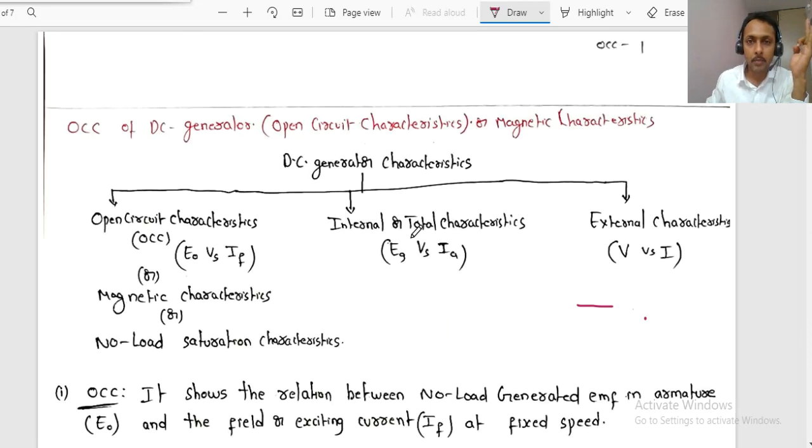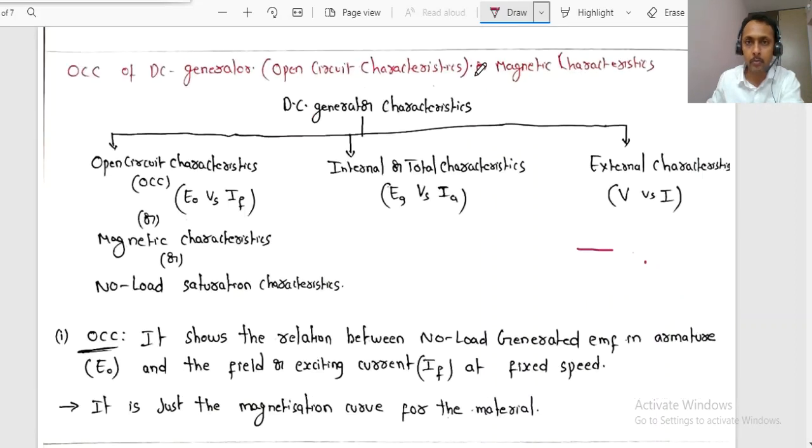Observe, dear students, this is an important topic and a little bit difficult, where most students find it hard to understand, right? Now, with respect to the DC generator characteristics, we have open circuit characteristics, internal or total characteristics, and external characteristics. How do you understand that?